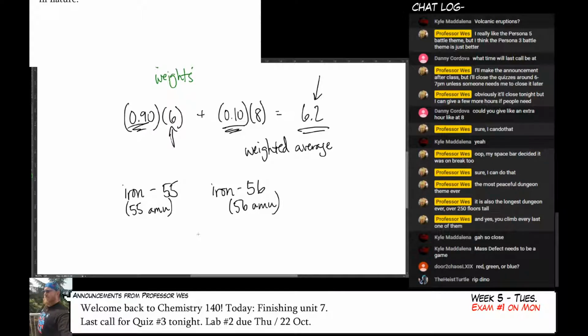Now, on the periodic table, it says that the weighted average is 55.845. What does that tell you that there is more of? Is there more iron 55 or more iron 56? What do you think?